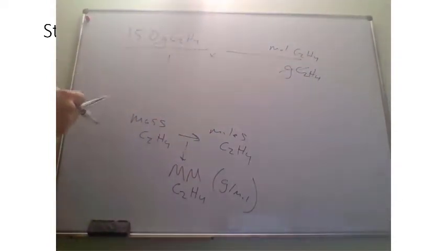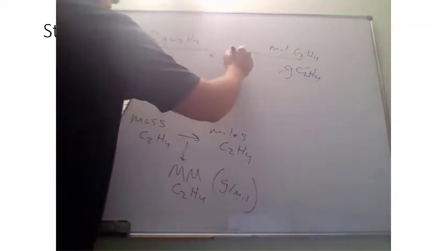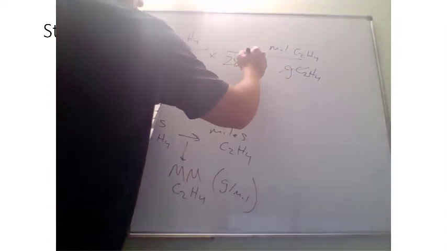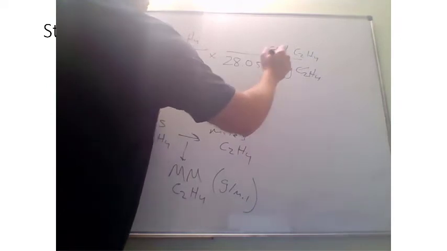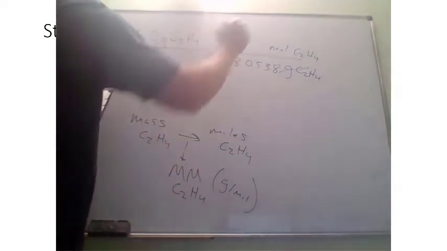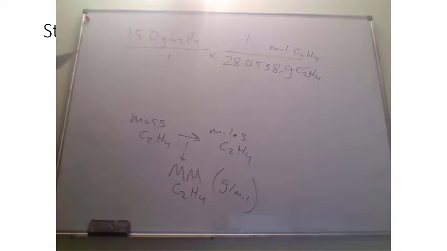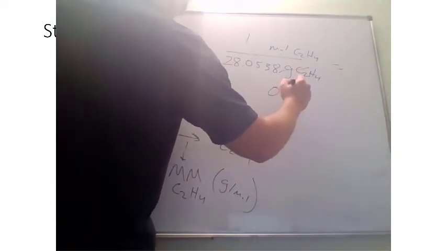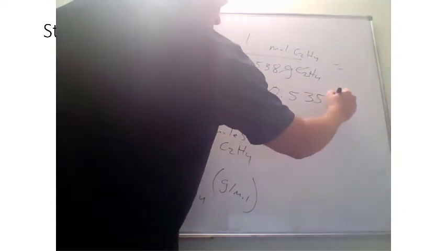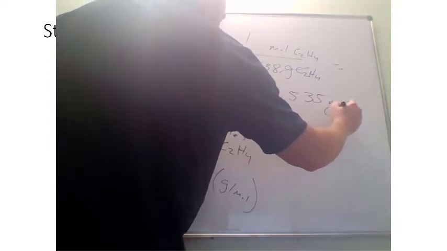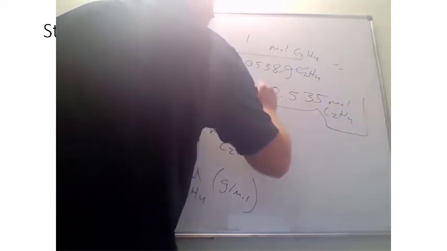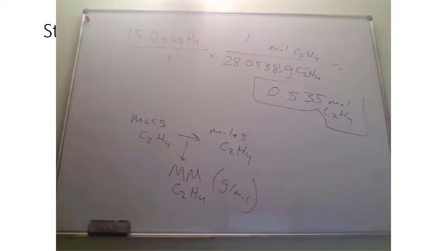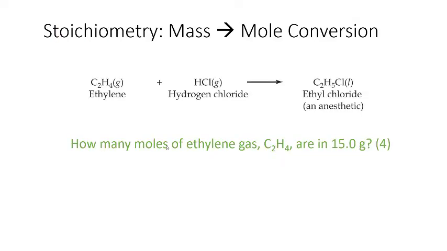And so the way that we're going to represent this conversion factor is by having our 28.0538 grams of C2H4 per 1 mole of C2H4. Again, we're going to have canceling out, and then we can now plug and chug to get our final answer of 0.535 moles of C2H4. Okay, a pretty simple, straightforward conversion.